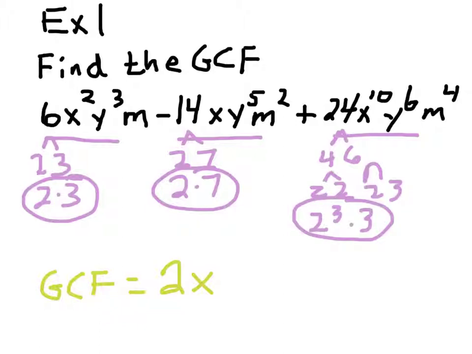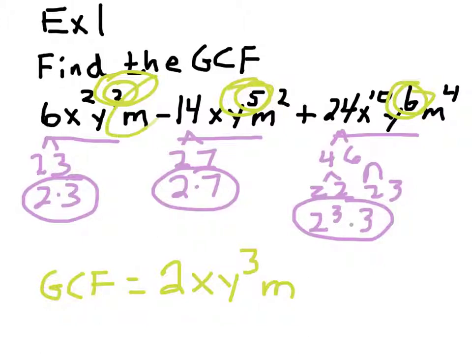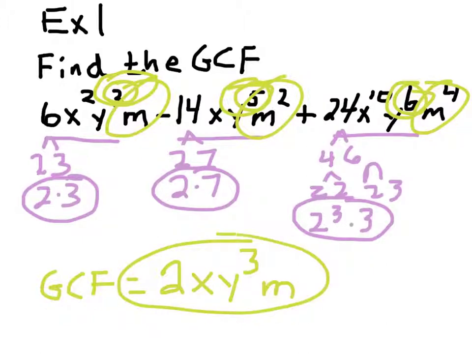How many y's are common? Let's see, 3 here, 5 here, 6 there. How many are common? Now here's a little trick of the trade. If you're struggling with how I'm explaining this and how many are common, all you got to do is choose the lowest exponent. So here I have a 3, here I have a 5, here I have a 6. Well, what's common? It would be y cubed, the lowest exponent. Now how many m's are common? Well, you have 1 there, 2 there, 4 there. Pick the lowest exponent, which would be m to the first, or m. This is my greatest common factor.